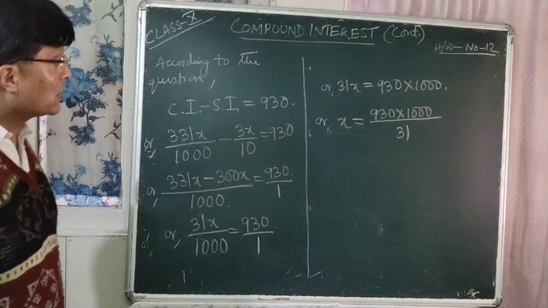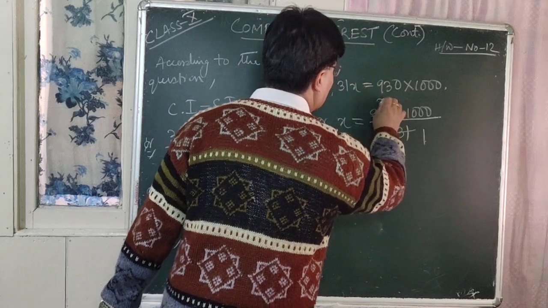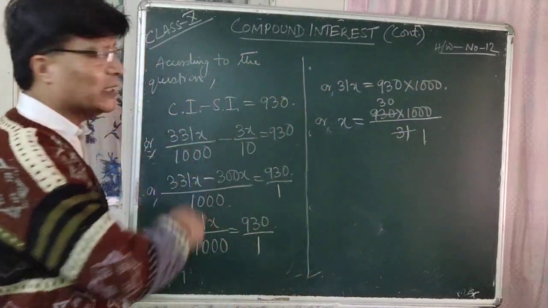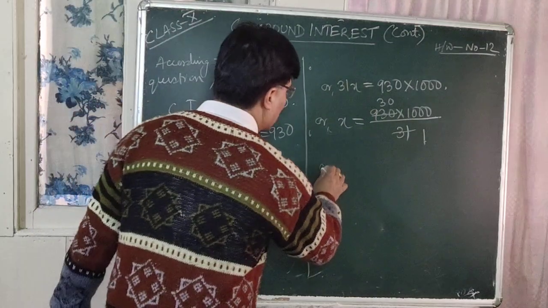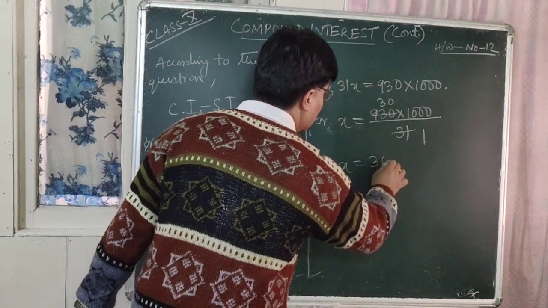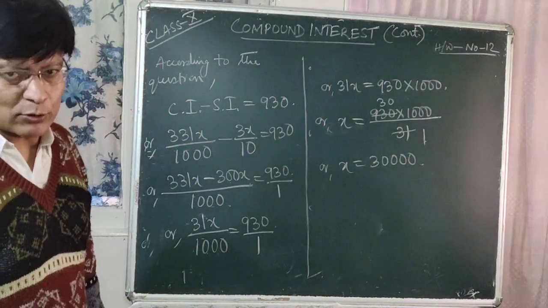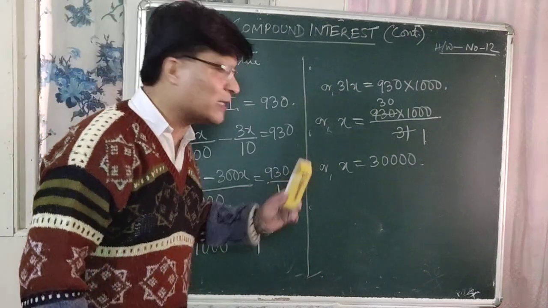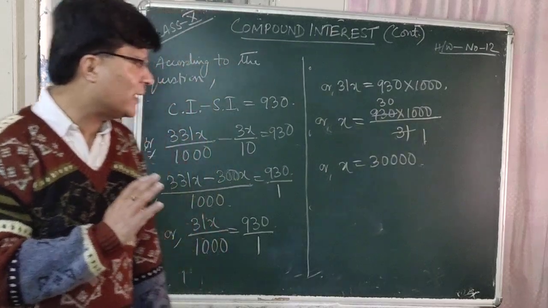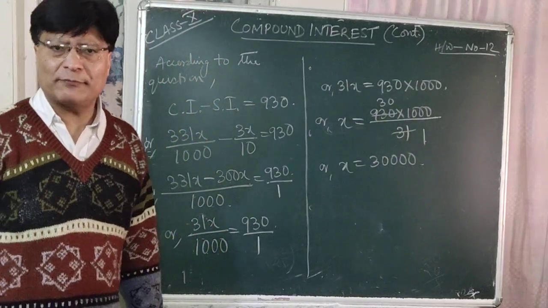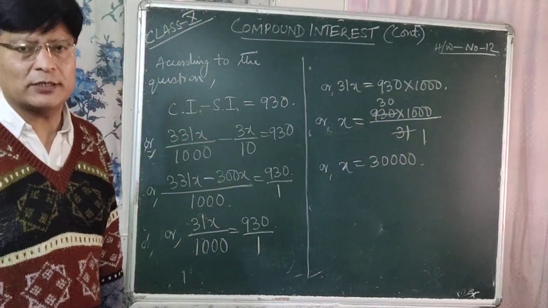Right. So now you can cancel 930 by 31. So it is 30, because 31 into 3 is 93 and there is 0 here. So you can write 30. So x is equal to, how much is that? It is 30 into 1000, which is 30,000. So actually what was x? Actually we had assumed this x as the sum of money or the principal, isn't it? So this is the required sum of money, that is rupees 30,000.